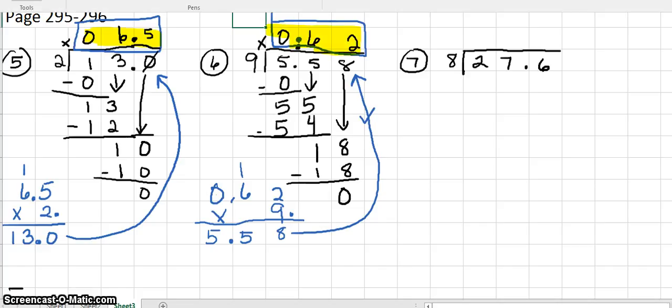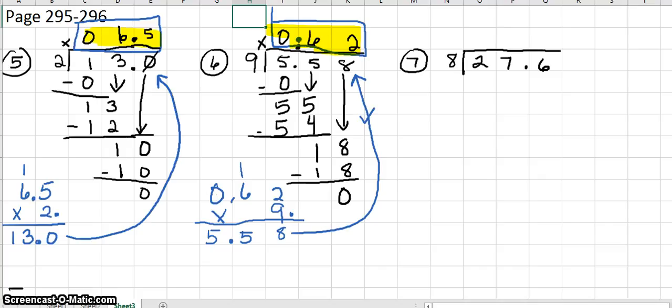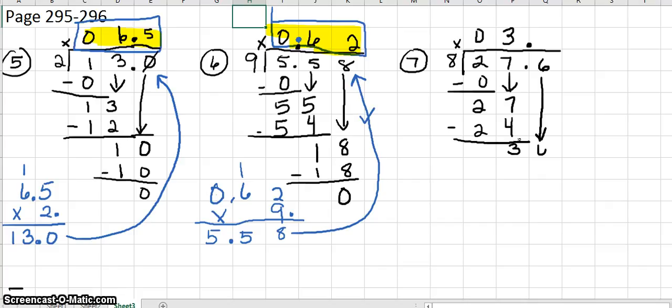Number 7. Number 7 is 27 and 6/10 divided by 8. So I'm going to bring my decimal up, put my multiplication symbol there. What times 8 will get me to 2? Nothing. Subtract, I get 2, and I bring down my 7. What times 8 will get me close to 27? 3 times 8 will get me to 24. I subtract and I get 3 and I bring down my 6, ignoring the decimal.